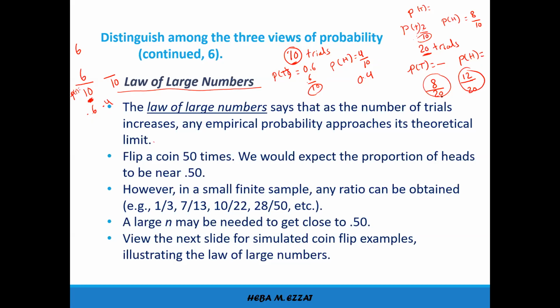If we increase the trials, so instead of doing only 10, we do 20, after that we do 30, 40, and 50, as long as we increase the number of trials, the observed probability will approach what? The empirical probability.